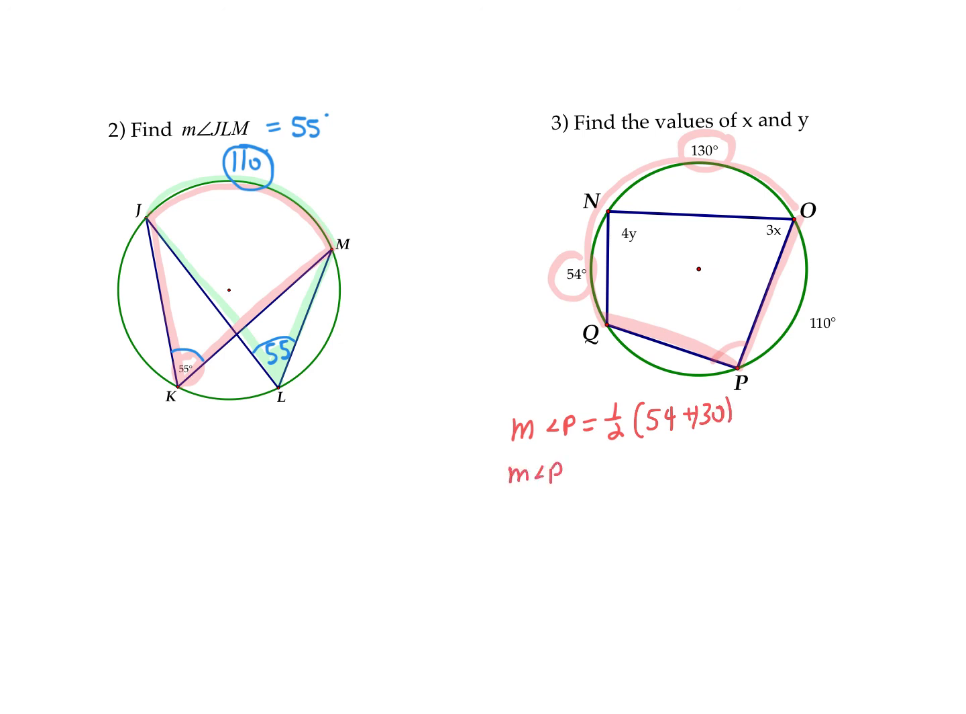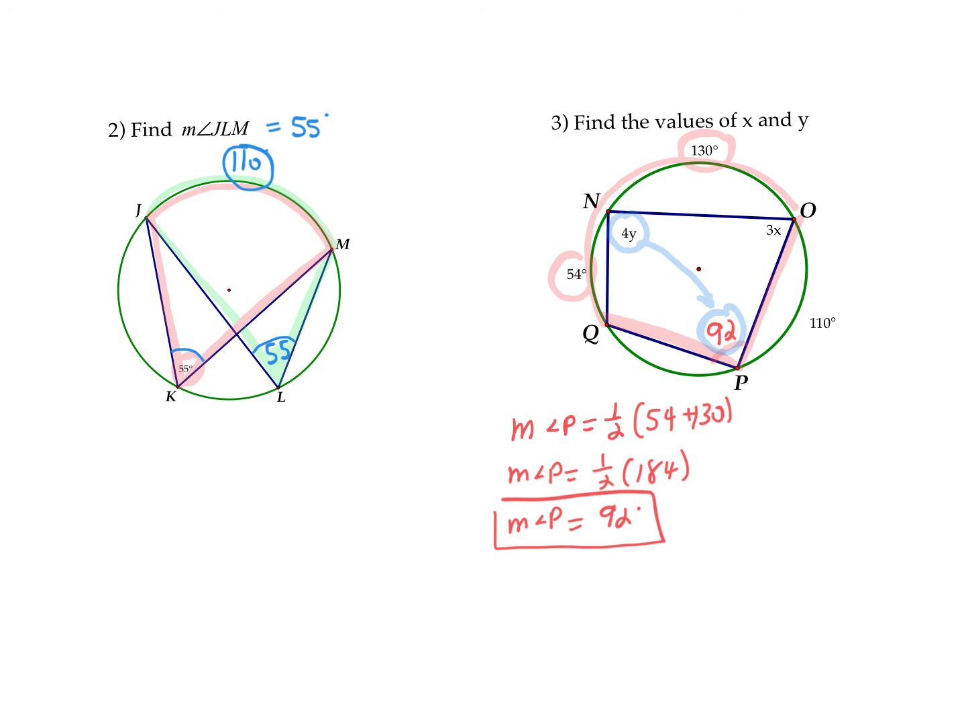or the measure of angle P equals 1/2 of 184 degrees. So in other words, the measure of angle P is equal to 92 degrees. All right, that 92 degrees will come right in here. Next, we now have a pair of opposite angles in this quadrilateral. So these two angles have to add up to 180 degrees.